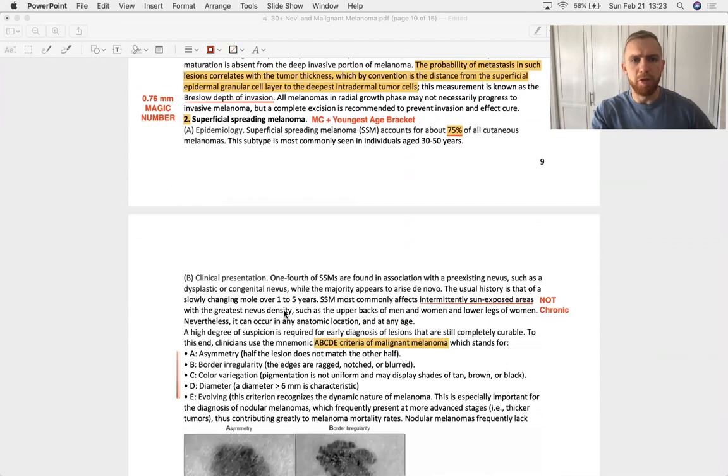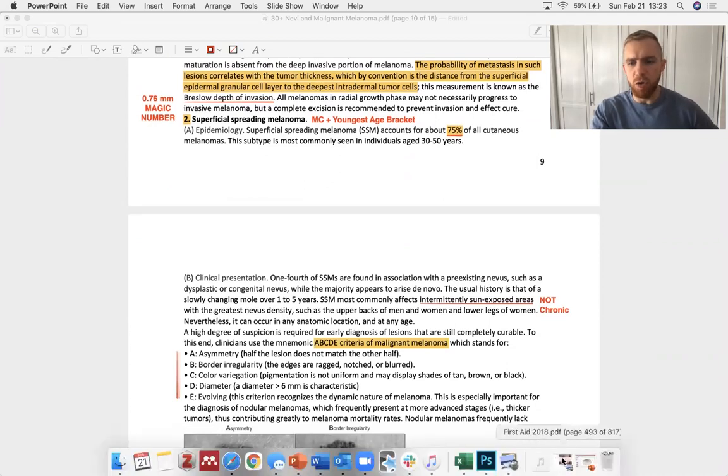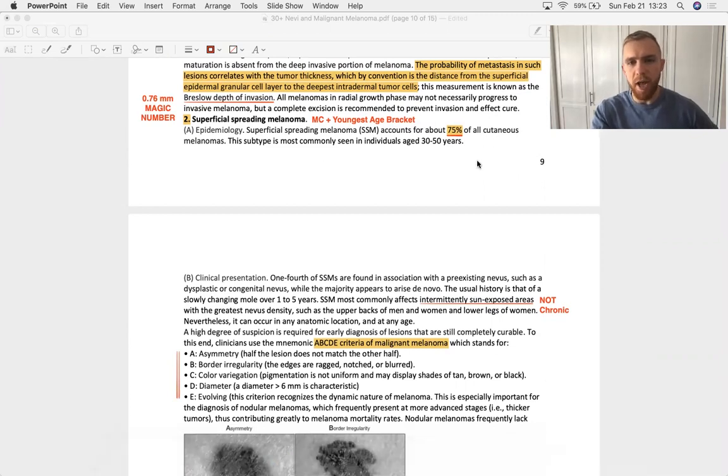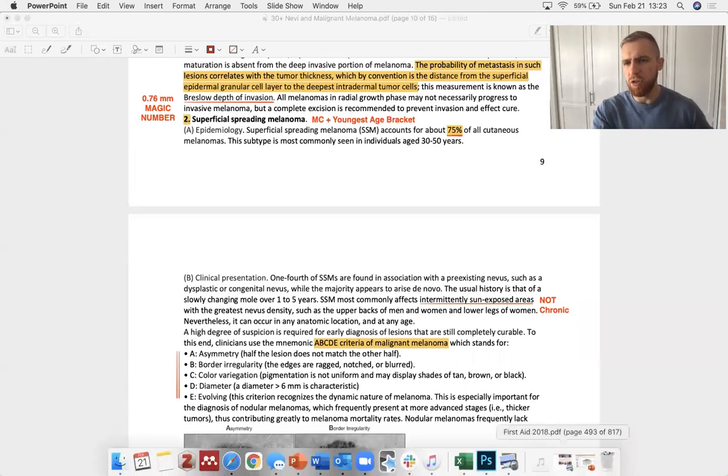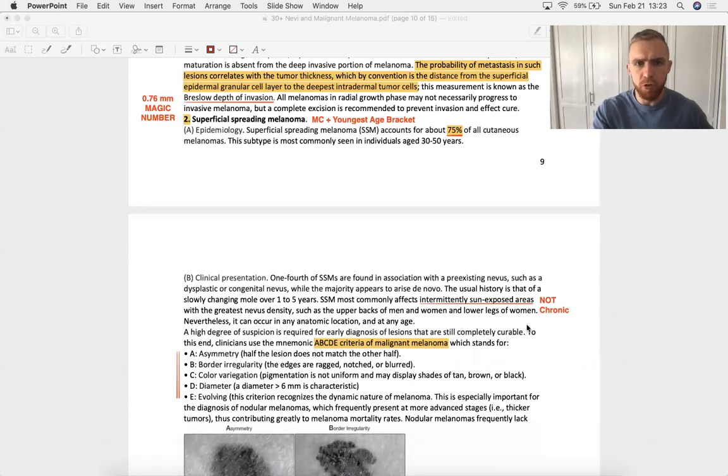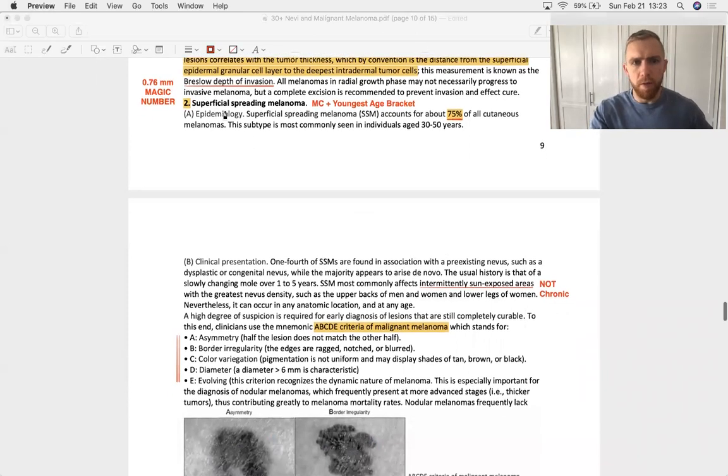So first, let's talk about the superficial spreading melanoma. This is the most common melanoma, and it's also the one seen in the youngest patients on average. The median age for the superficial spreading melanoma is 30 to 50, whereas the median age for other melanomas is in the 50s and 60s. This melanoma does not have a huge association with sun exposure. Some of them do, but the superficial spreading, again the most common, does not.